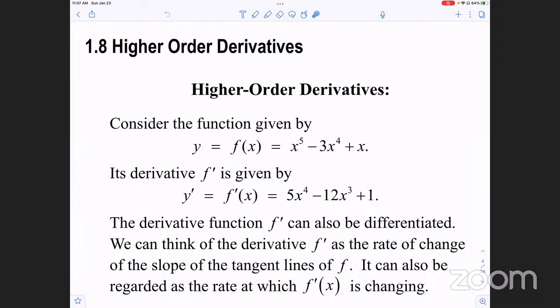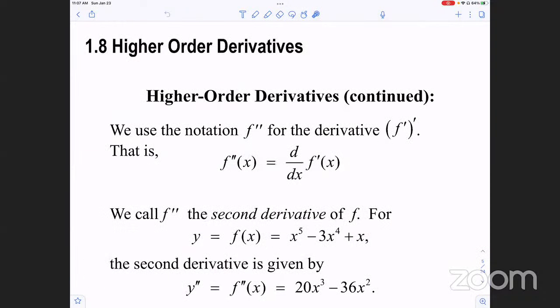So the derivative function f prime can also be differentiated, right? So we took the derivative. Now we want to consider, what if we take the derivative again? We can think of the derivative f prime as the rate of change of the slope of the tangent lines of f, right? It can also be regarded as the rate at which f prime is changing, okay? Derivatives continue. So we use a notation f double prime, that is f double prime is d by dx of f prime, right? We're basically just taking the derivative of the derivative.